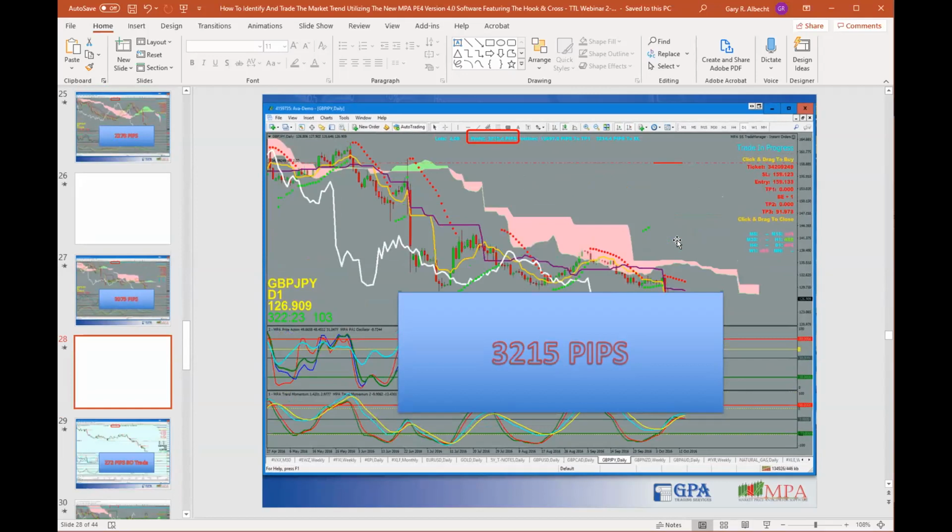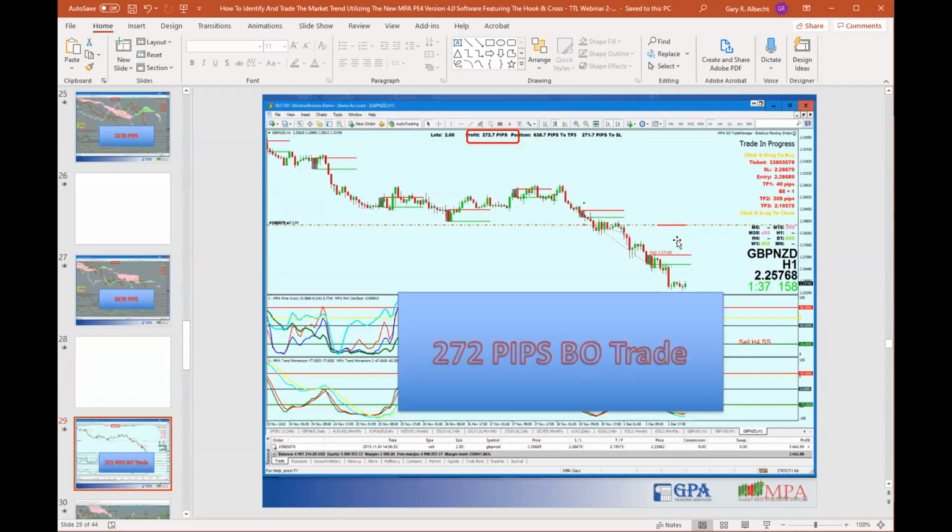Pound yen, 3,215 pips. Here's a breakout trade. We have a bracket and breakout in the London session for those of you that trade Forex. We can set this automatically in the software and it gives you the high and the low. And based on where you are in the hook and cross cycle, we know whether to expect a break to the downside or to the upside.